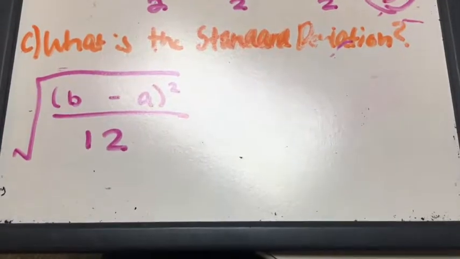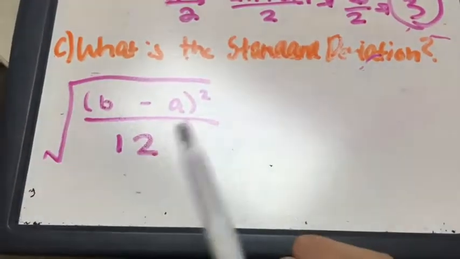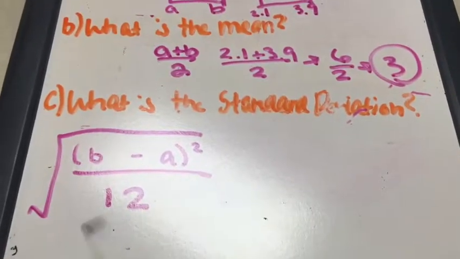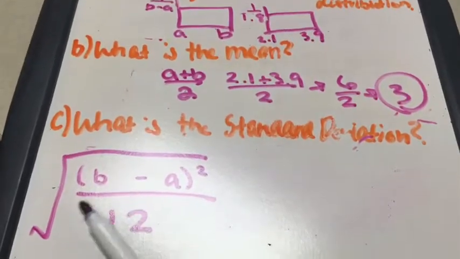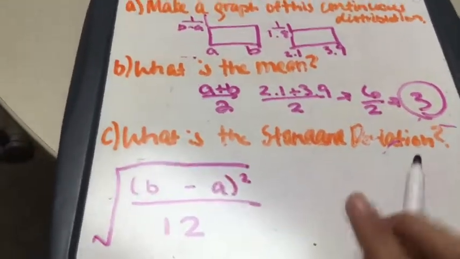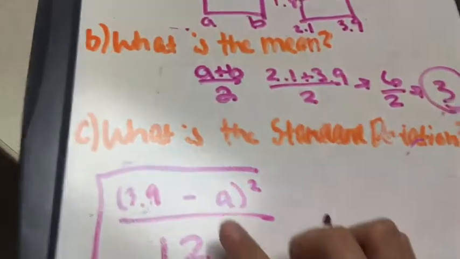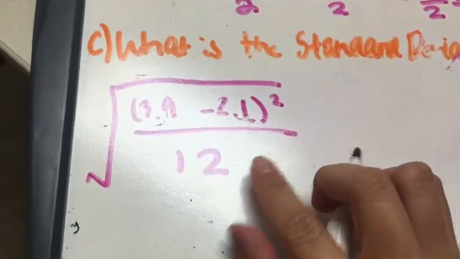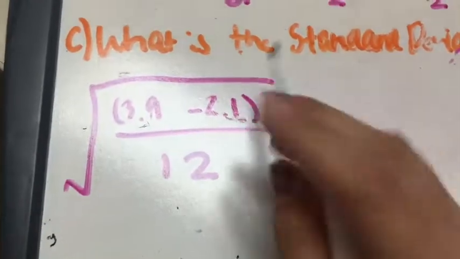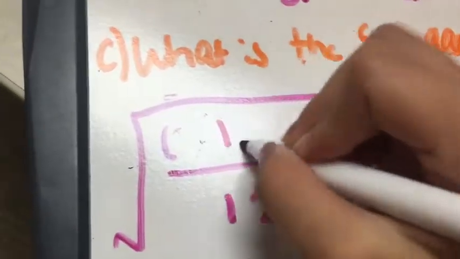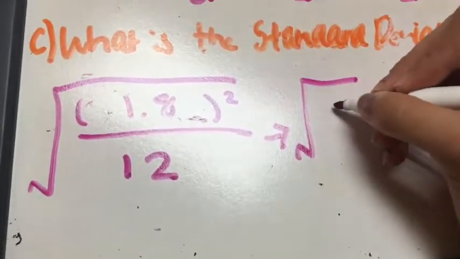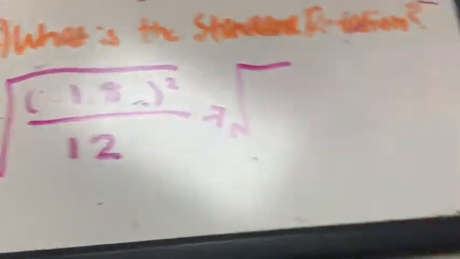If it wants you to find the standard deviation, since it's a uniform distribution, it's going to follow this formula: the square root of B minus A squared, divided by 12. Once you have your B and your A identified, you can start plugging numbers in. Your B, where it ends, is 3.9, minus A, 2.1, squared, divided by 12. And 3.9 minus 2.1 is 1.8. So you want to find 1.8 squared.